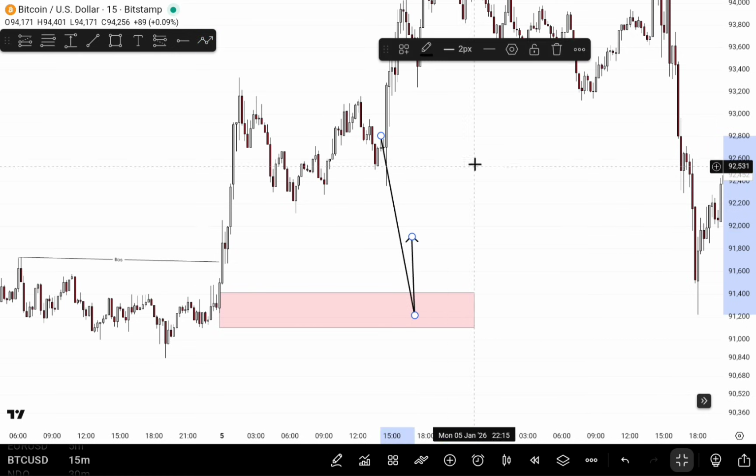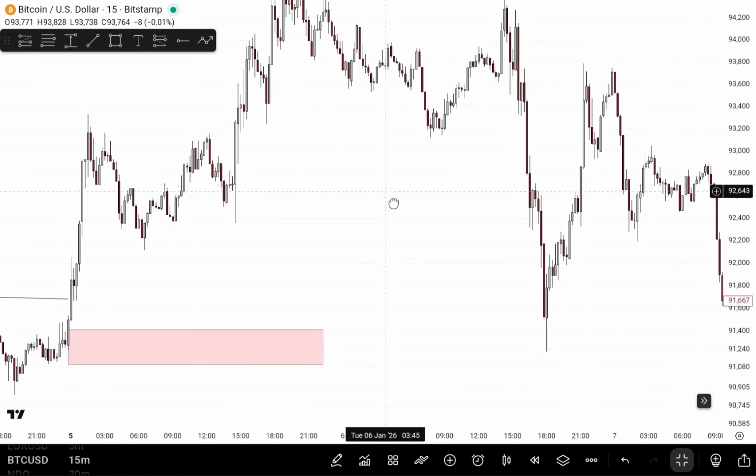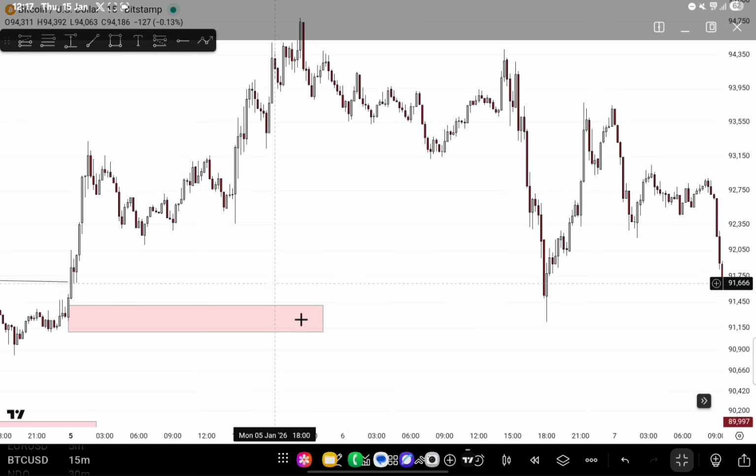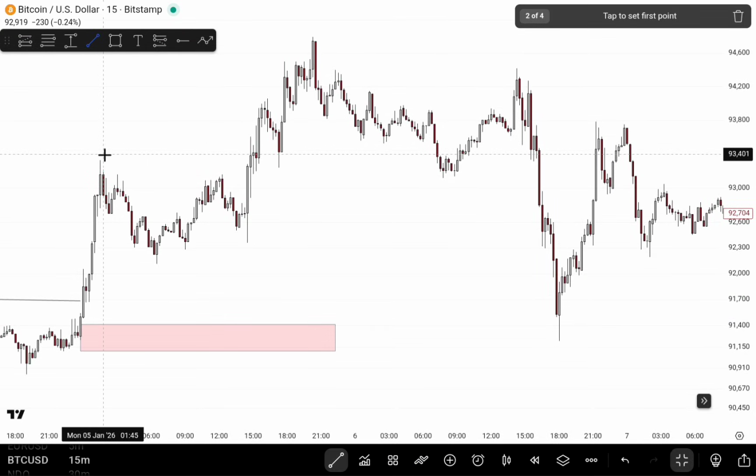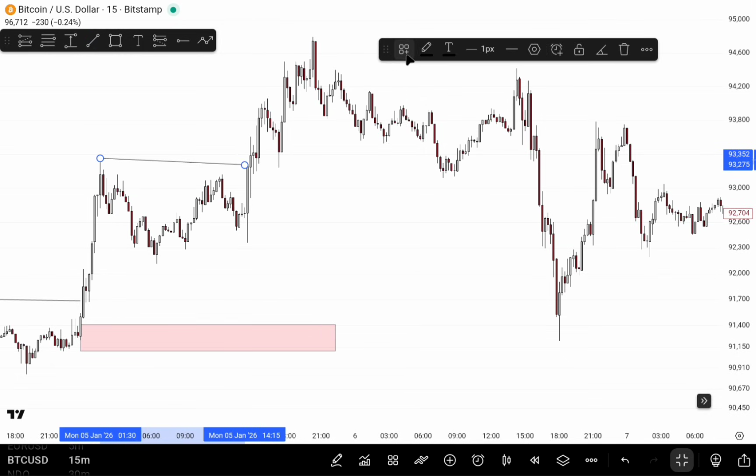So since price did not return at this spot, we have a new break of structure to the upside. Price took that liquidity at this spot. So price took that liquidity at this order block, which is currently sitting here.